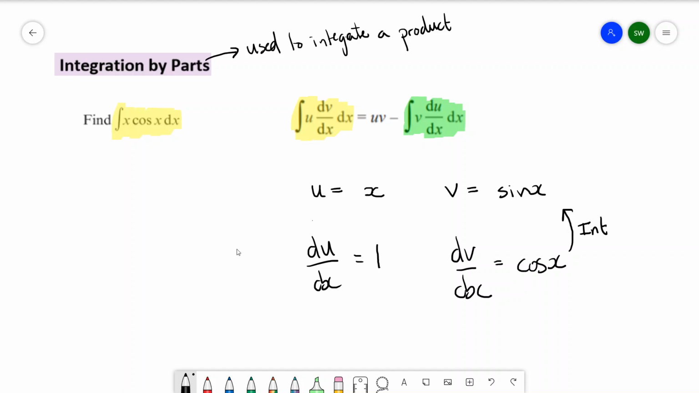If you couldn't integrate v times du by dx, then you would know that you could try swapping the order of u and dv by dx around and see if that works.